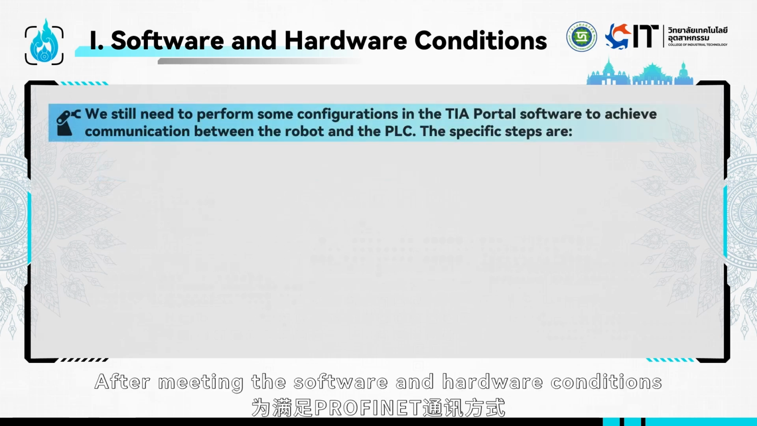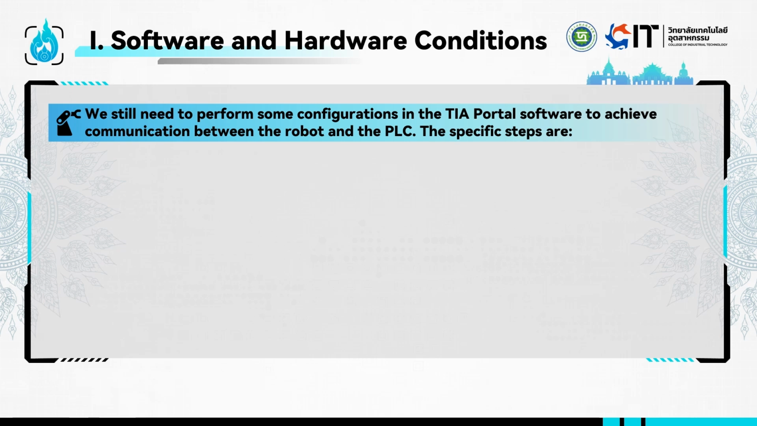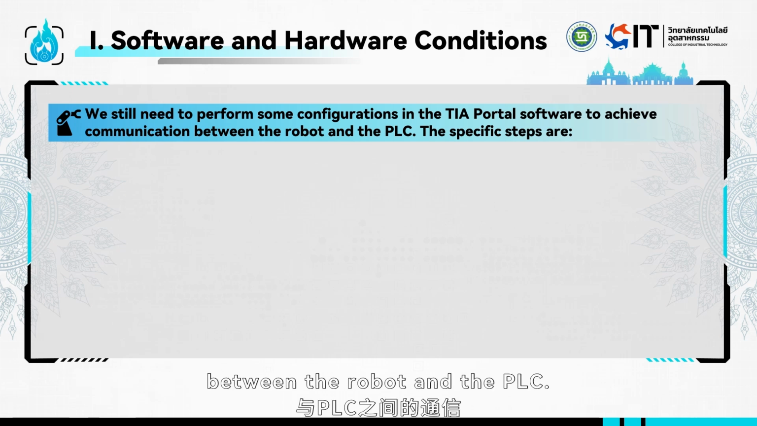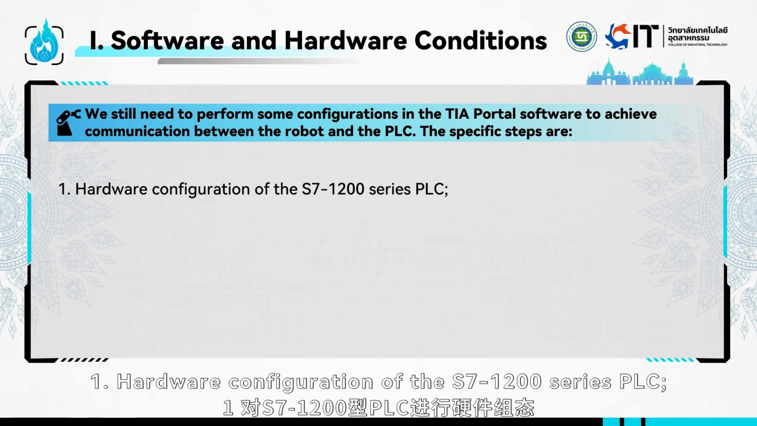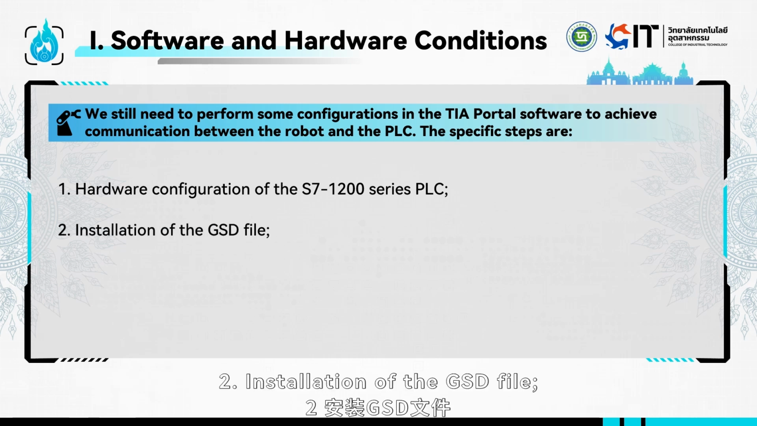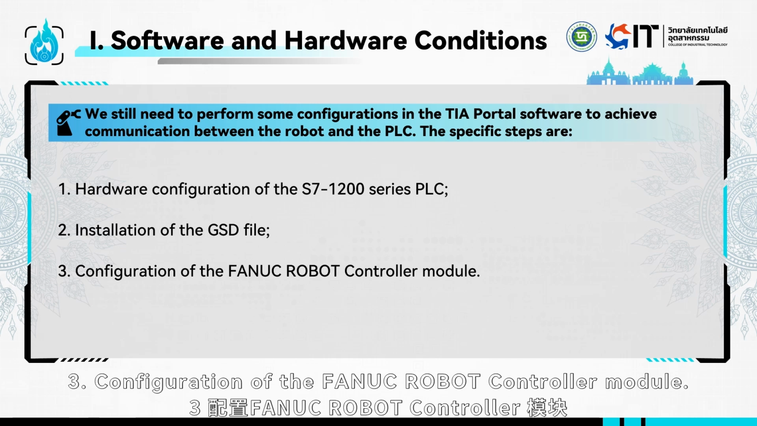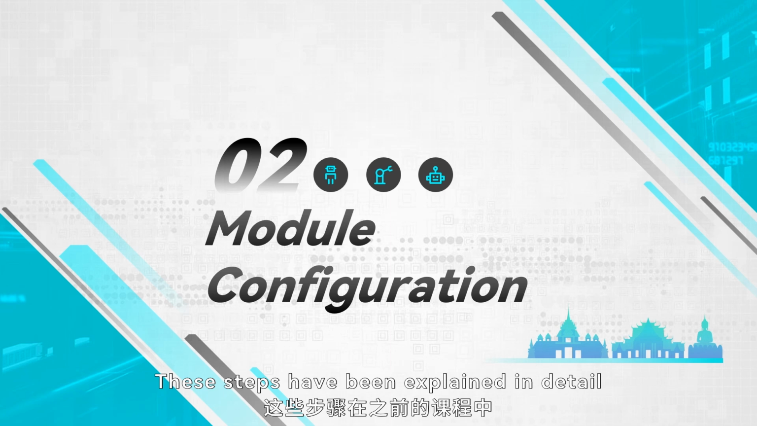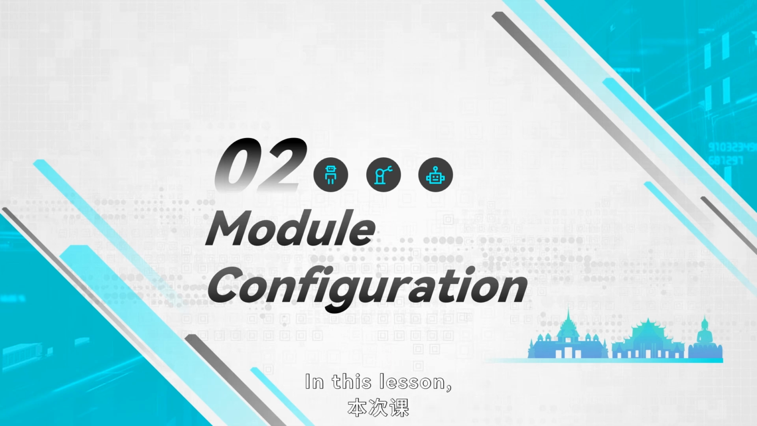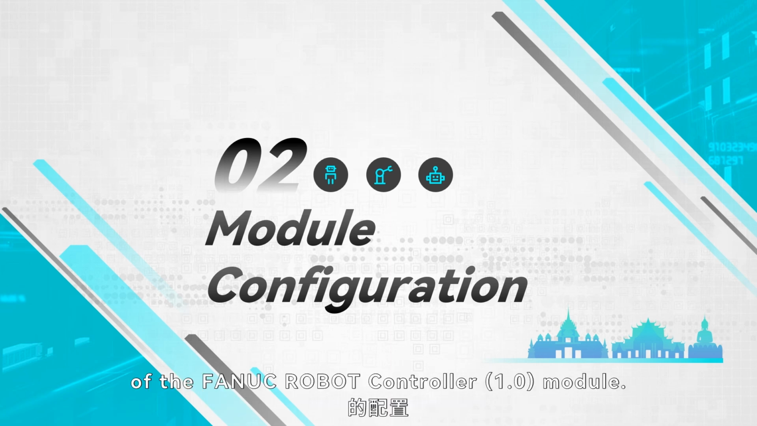After meeting the software and hardware conditions for Profinet communication, we still need to perform some configurations in the TIA Portal software to achieve communication between the robot and the PLC. The specific steps are: 1. Hardware configuration of the S7-1200 series PLC. 2. Installation of the GSD file. 3. Configuration of the FANUC robot controller module. These steps have been explained in detail in previous lessons. In this lesson, I will lead you through a review of the configuration of the FANUC robot controller I/O module.